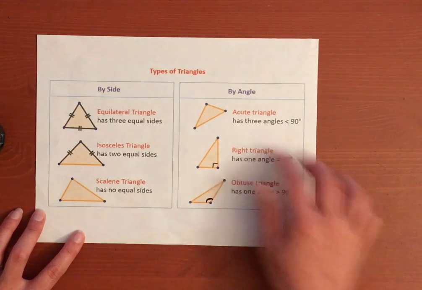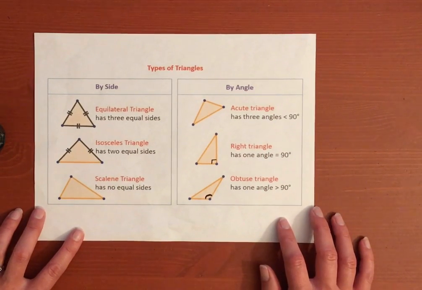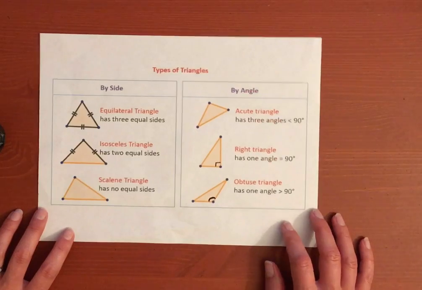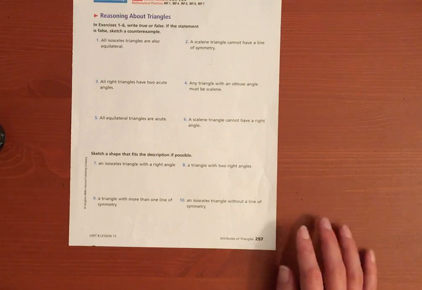This classification diagram is linked in your assignment for today. So please open that up and use it to complete your workbook pages. Our workbook pages for today are page 297 and 298.